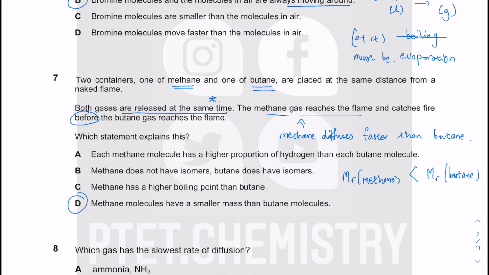So I'm looking at that. In fact, when they say smaller mass, they refer to smaller relative molecular mass. This is multiple choice, but when you're in a theory paper, you should really use all the proper terms, relative molecular mass, all right?